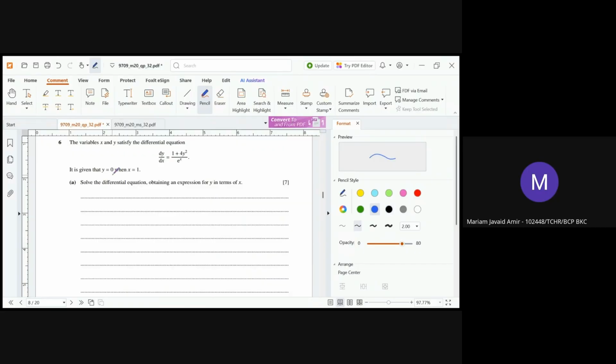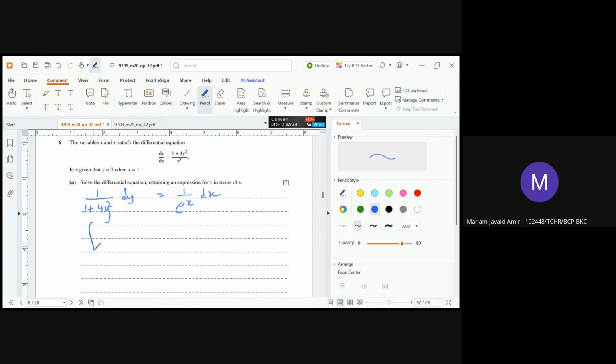Variables x and y satisfy the differential equation dy by dx equals 1 plus 4y squared upon e to the x. It is given that y is 0 when x is 1. Solve the differential equation, obtain an expression for y in terms of x. First thing we do is separate y's and x's. So on the left side we have dy, bring the y terms here. So we'll have 1 upon 1 plus 4y squared equals 1 upon e to the x dx.